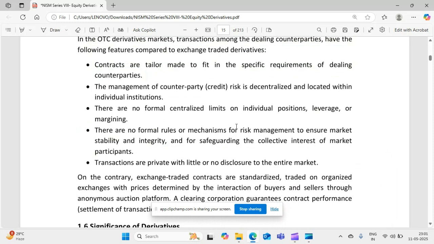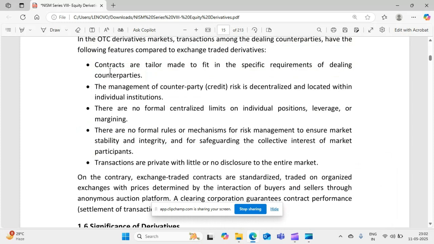Of course, if you are a bank and you are trading, or if you are a mutual fund and trading, then the regulator will put a control, no doubt. But generally, there is no such formal contract. There are no formal rules or mechanism for risk management to ensure market stability, integrity, and safeguarding the collective interest of market participants.